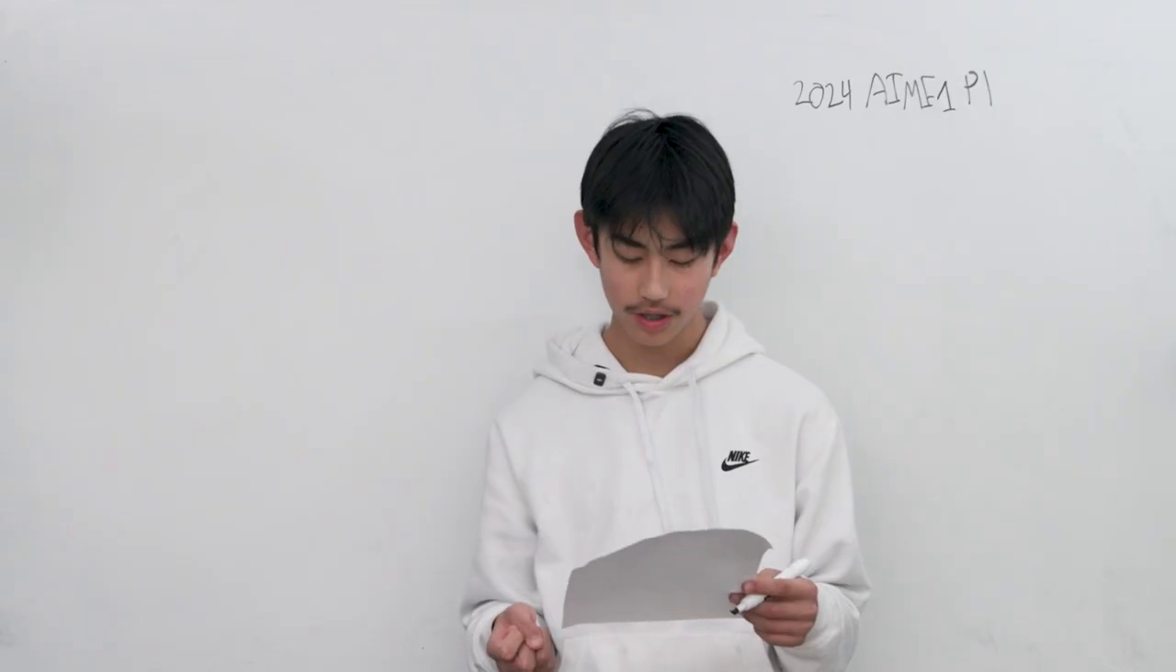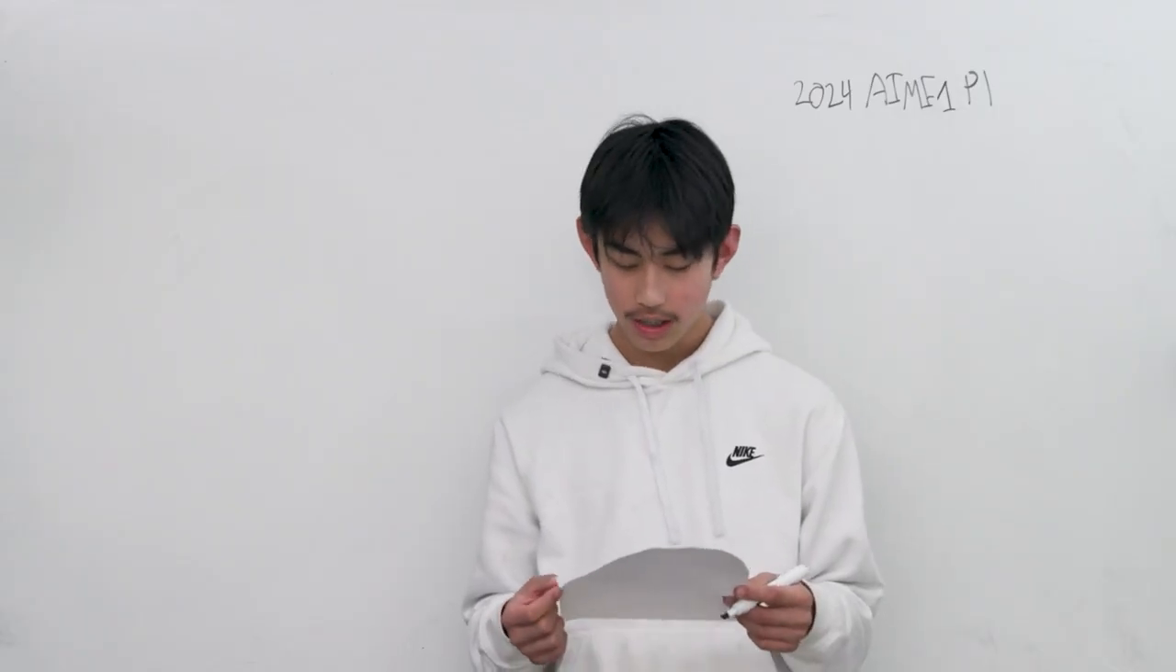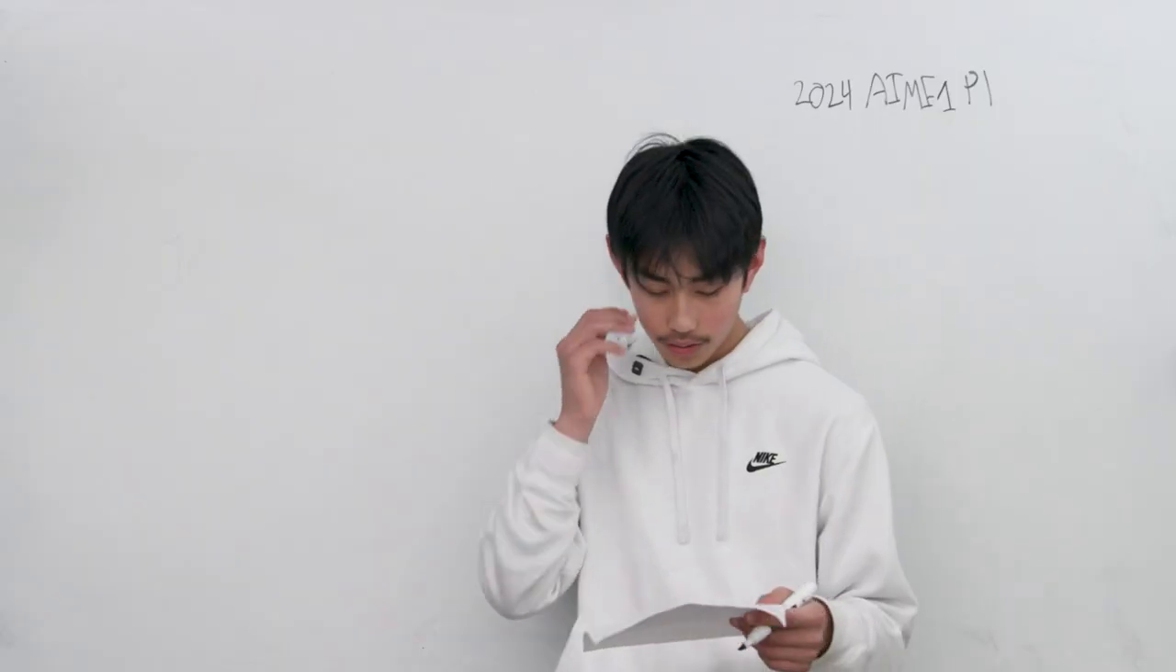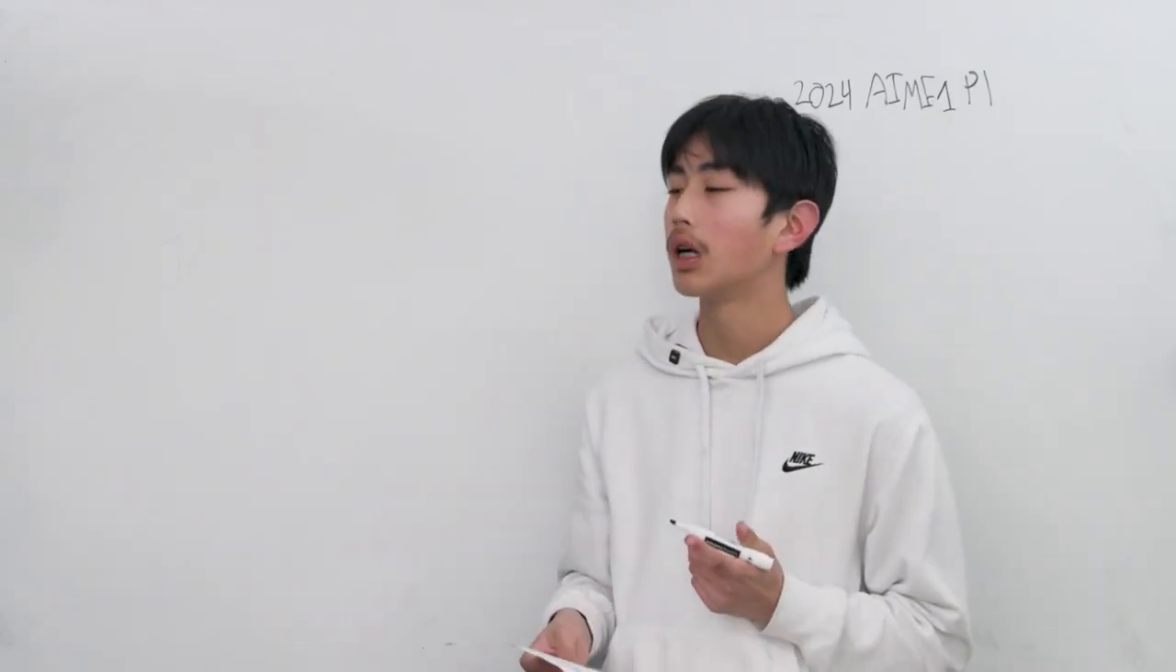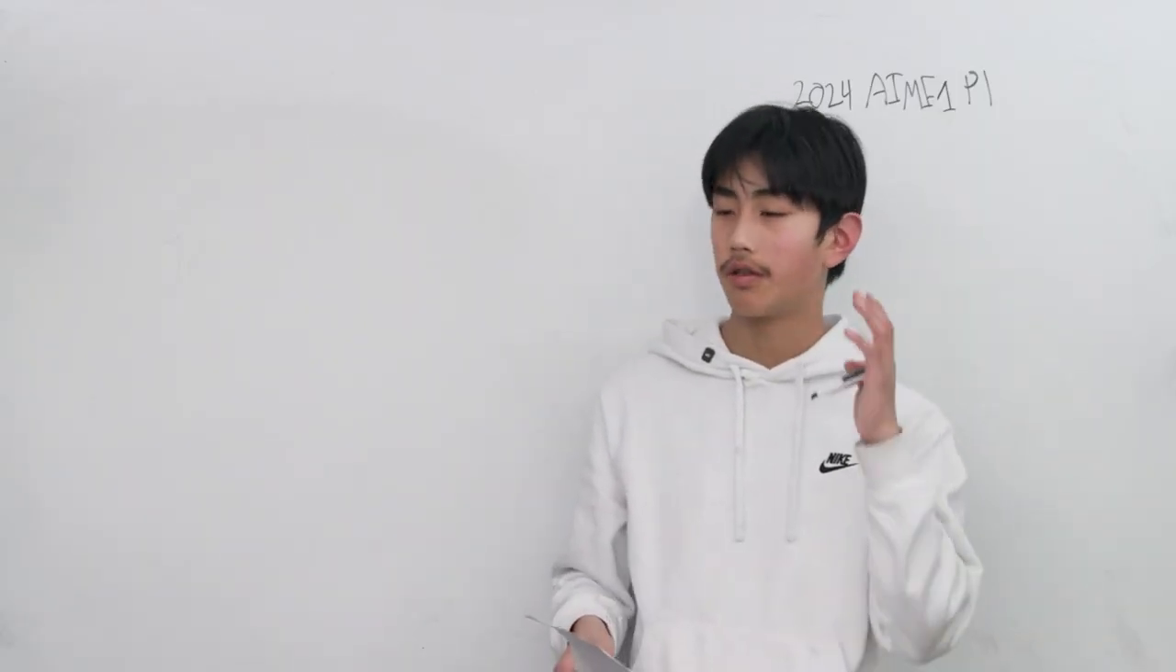Suppose Aya walks at s plus 1/2 kilometers per hour. Find the number of minutes the walk takes her, including the time t minutes spent in the coffee shop. So we can write an equation for time for this problem. So the actual walk, it's going to take her distance divided by the rate.